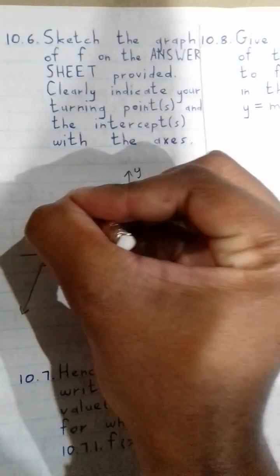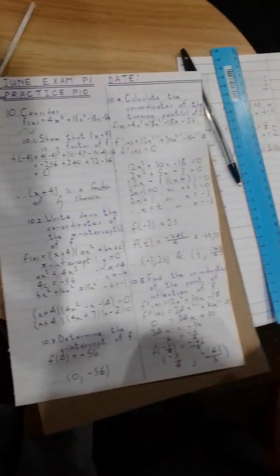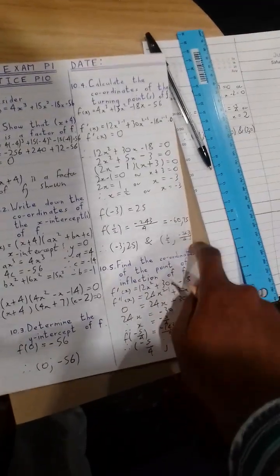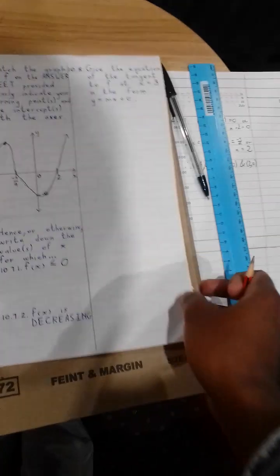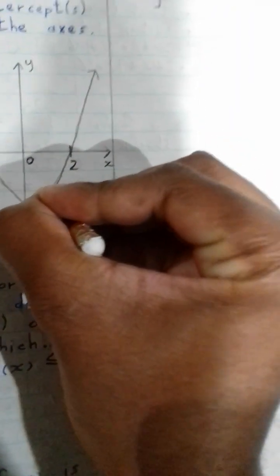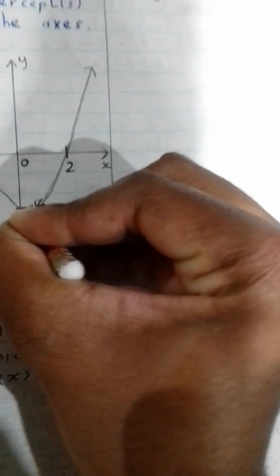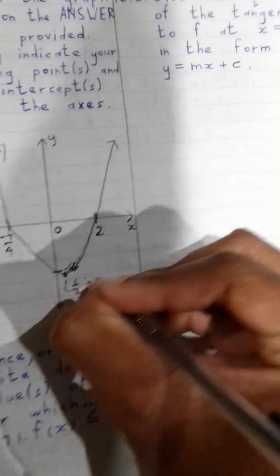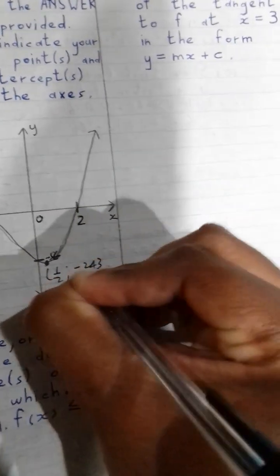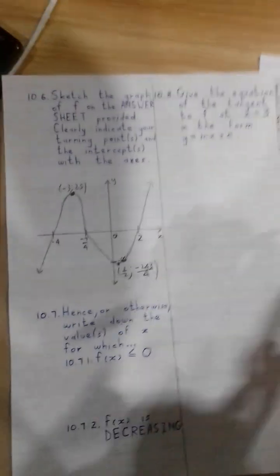Okay, turning points, negative 3 and 25. Let's put it here. As well as half and negative 243 over 4. Let's just put it here. Okay, it's actually supposed to be here. So negative 3, 25, half, negative 243 over 4. This is the graph of f.